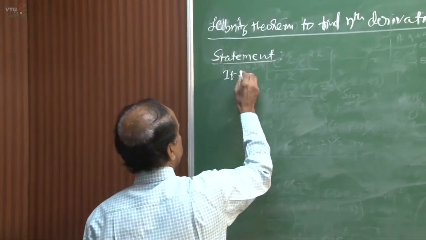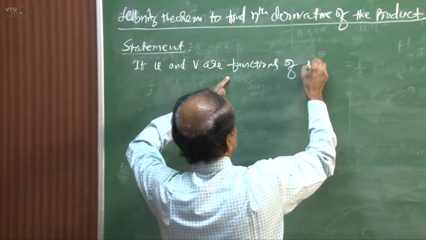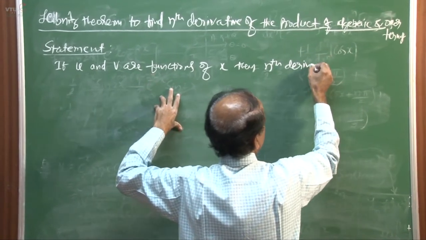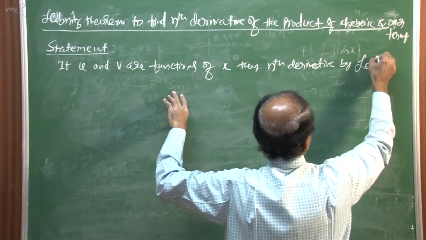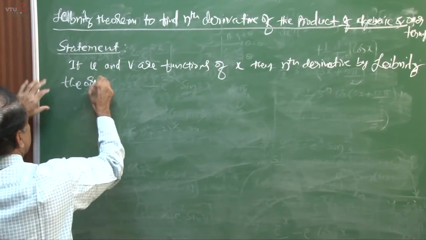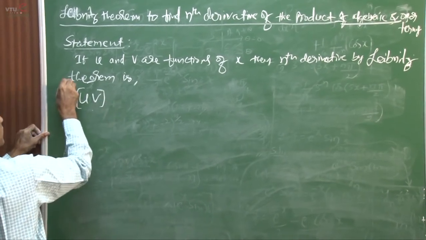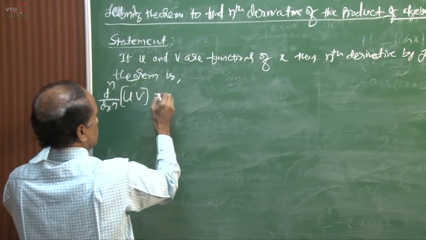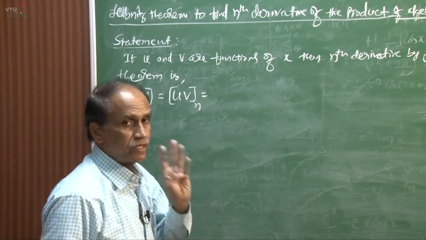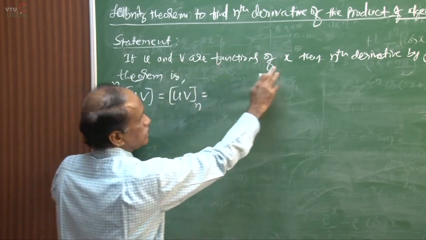Okay, if u and v are functions of x, then nth derivative by Leibniz theorem of u v, this is d^n divided by dx^n, we write in another form also at the bottom n, if you write it is nothing but just like y1, y2, y3, y4, this is also differentiation. Now, u is a function of x as well as v is a function of x.